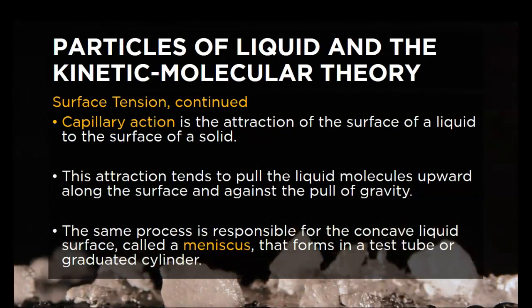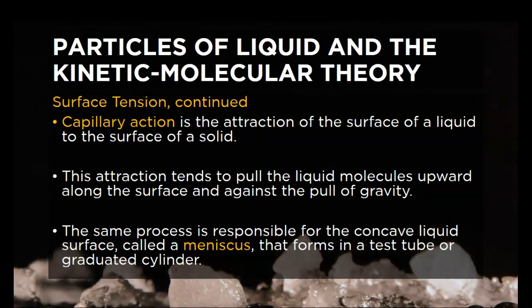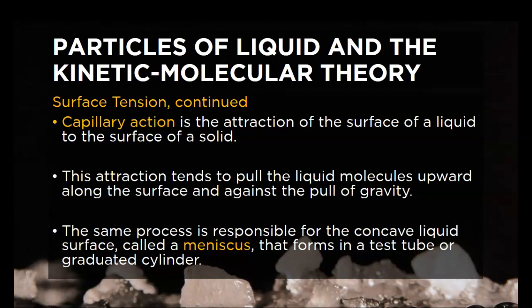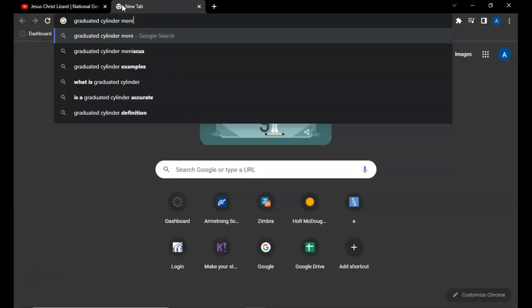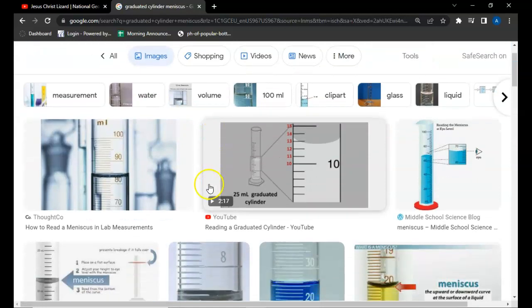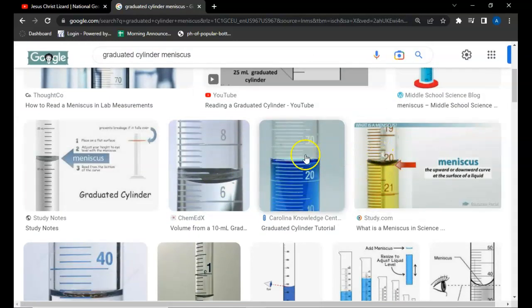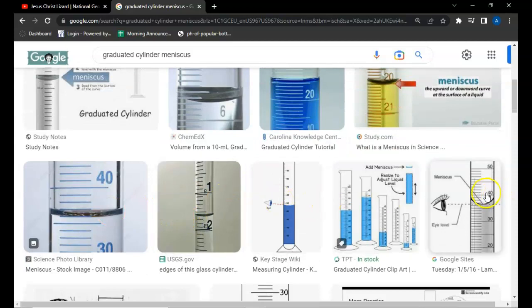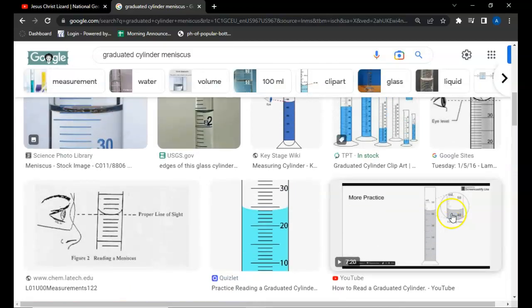That's the attraction of a liquid to the surface of a solid. If you remember in lab, we have this thing called a meniscus that forms when we measure water in a graduated cylinder. I'll bring that up here. Graduated cylinder meniscus. So you see this little curve that happens because the liquid is sticking to the sides of the container. It's a little bit dramatized in the drawings, but it does happen. You do have to read by the bottom of the meniscus because the sides of the container stick to the liquid.